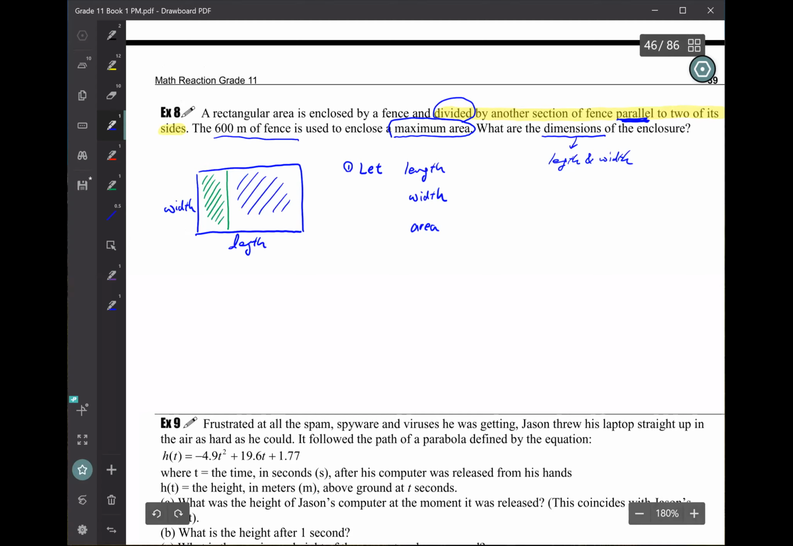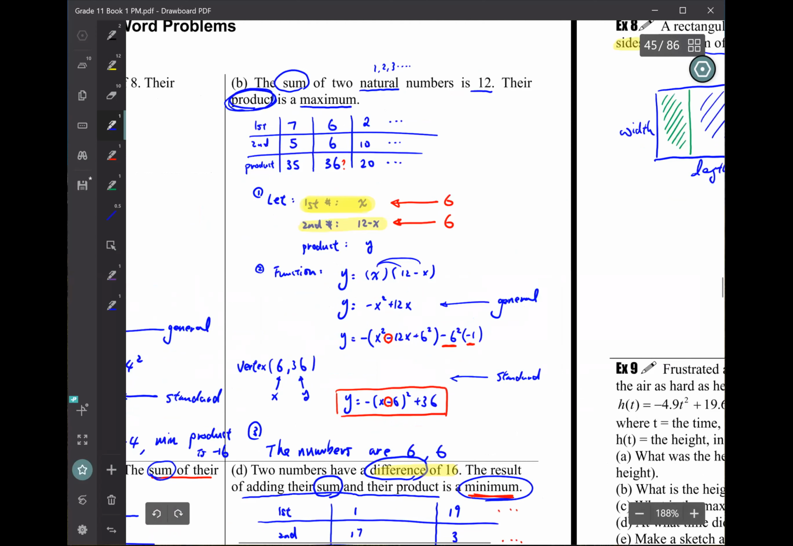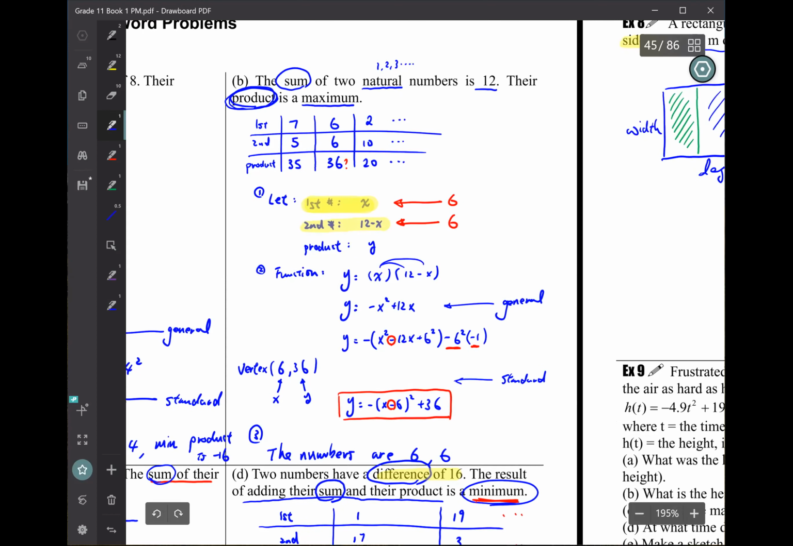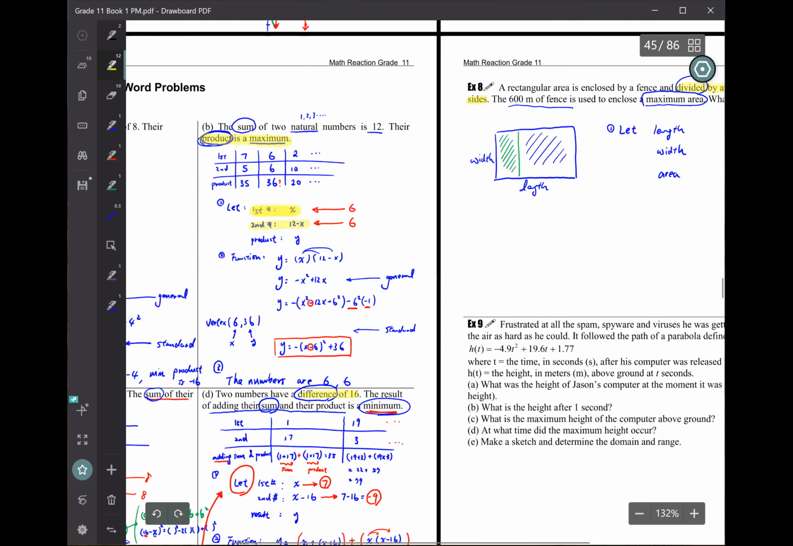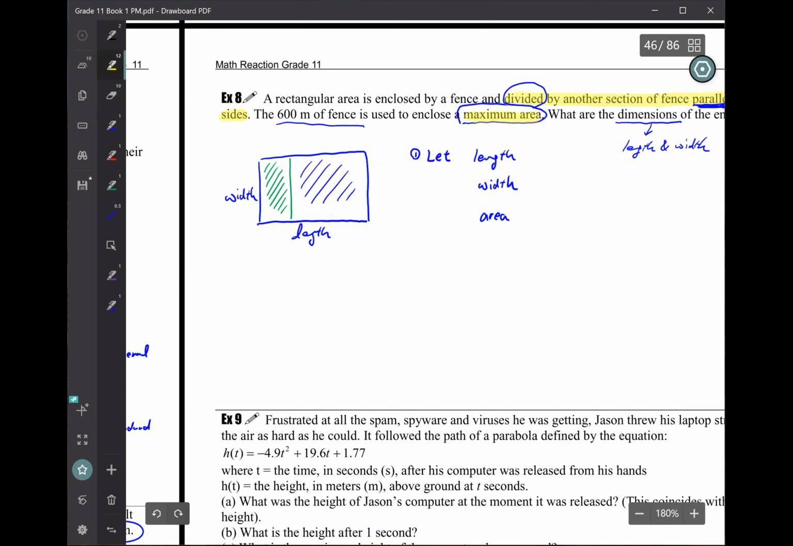Try to compare with the question we did before, like question B on the previous page. The thing you want to find is the two numbers. So first number be x, second number be something. And the thing you want to maximize is the product, so product is the y. Over here, the thing you want to maximize is the area. So for area, we can use A. Instead of y, we have A.